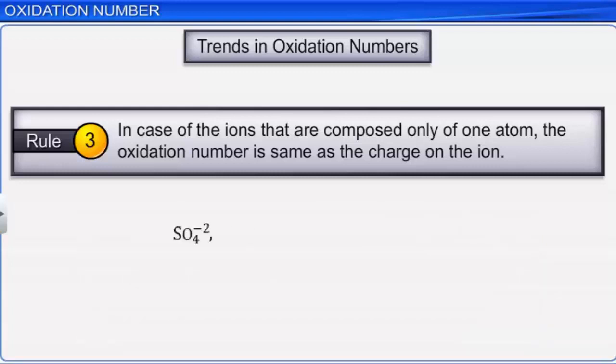However, in complex and polyatomic ions, the algebraic sum of the oxidation numbers of all atoms in the ion is equal to the charge on the ion. For example, in the carbonate ion, the algebraic sum of the oxidation numbers of the 3 oxygen atoms and 1 carbon atom is -2. The oxidation number of carbon is +4 and oxidation number of oxygen is -2. So 4 plus 3 multiplied by -2, which is 4 minus 6, is equal to -2.